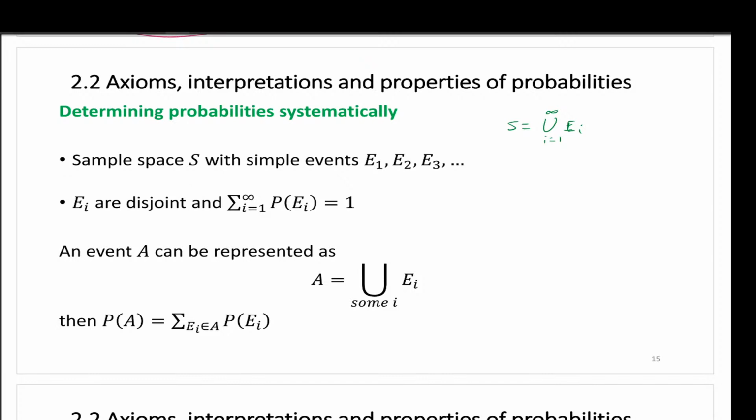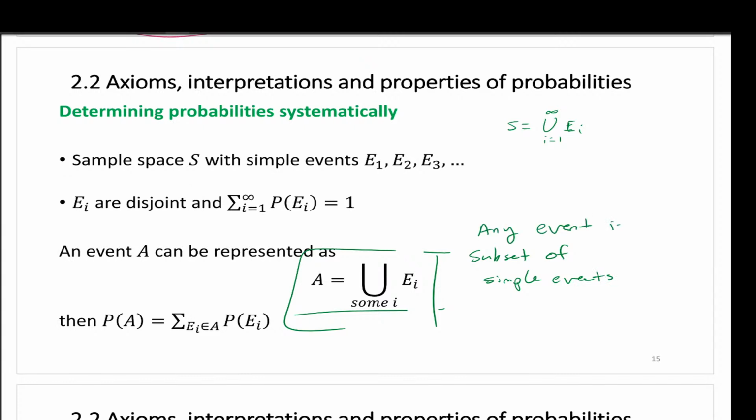And event A is represented as a subset of those simple events. So it's a subset of simple events. So any event is a subset of simple events. So that's all this is saying right here.